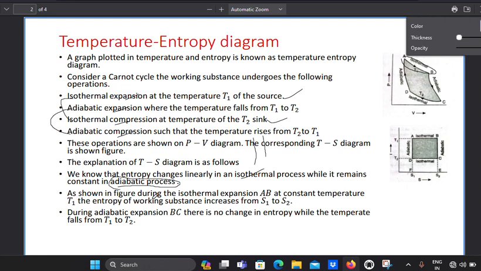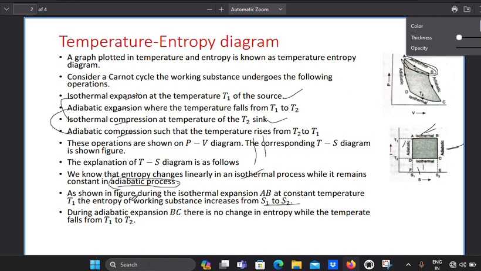As shown in the figure, during the isothermal expansion AB at constant temperature T1, the entropy of the working substance increases from S1 to S2. So now see the diagram, the TS diagram. In the TS diagram, it is an isothermal process, and an adiabatic process. Isothermal is expansion, and compression. In this process, while we are moving from A to B, entropy increases. Entropy increasing means the temperature remains constant in an isothermal process.